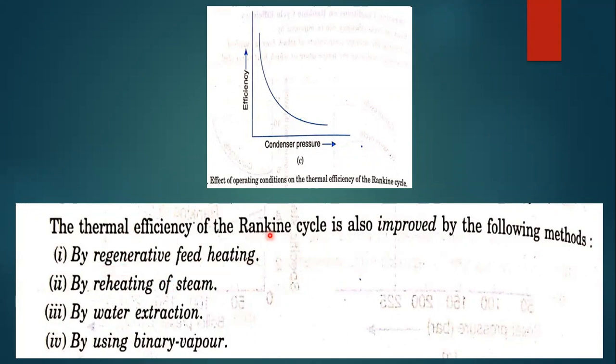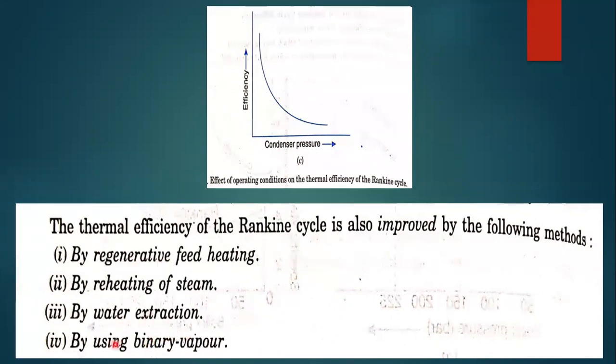So to improve the thermal efficiency of the Rankine cycle, there are four methods, and most probably we will use two: the regeneration method and the reheating method. After that, we can also use water extraction. By water extraction at the condenser, we can also improve the thermal efficiency. Sorry, we can also improve the thermal efficiency of the Rankine cycle by using binary vapor.